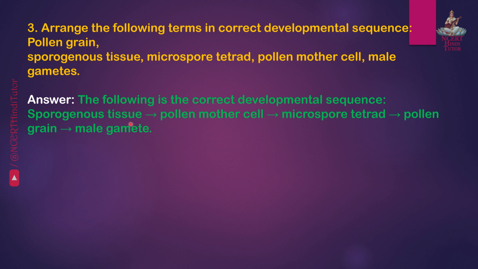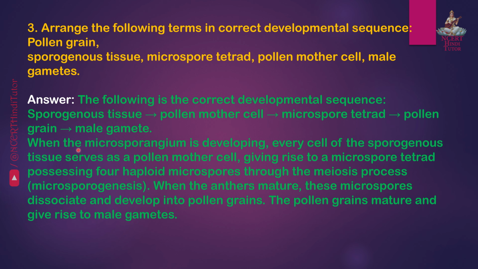First, sporogenous tissue. Second, pollen mother cell. Third, microspore tetrad. Fourth, pollen grain. Fifth, male gamete. When the microsporangium is developing, every cell of the sporogenous tissue serves as a pollen mother cell, giving rise to a microspore tetrad possessing 4 haploid microspores through the meiosis process. When the anthers mature, these microspores dissociate and develop into pollen grains. The pollen grains mature and give rise to male gametes.